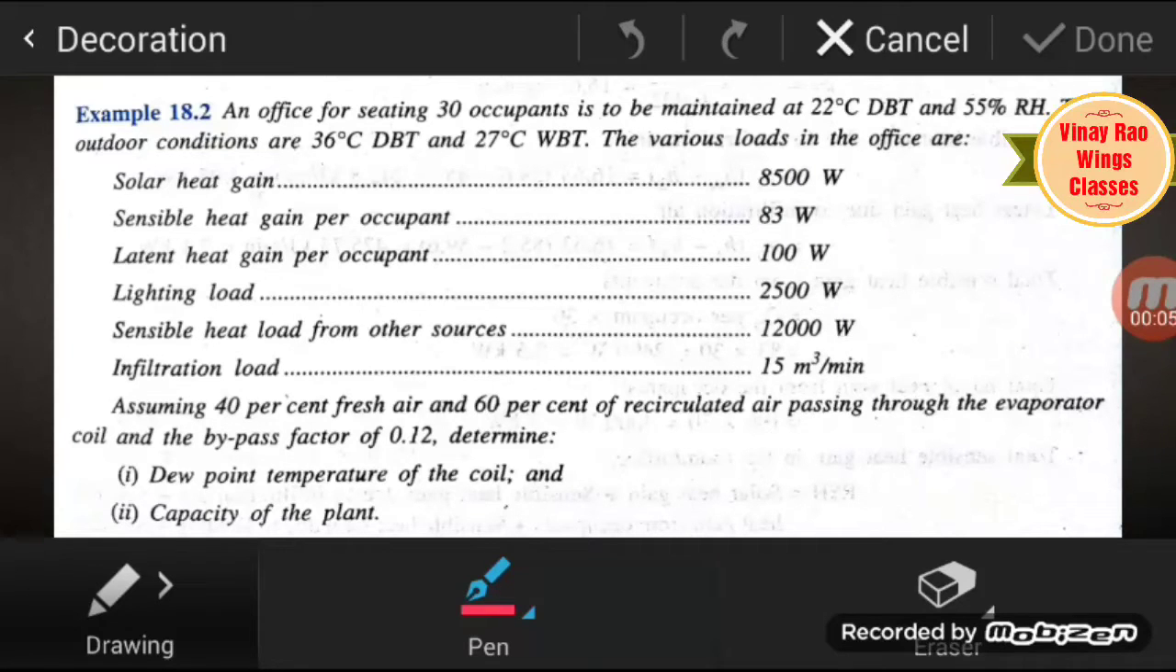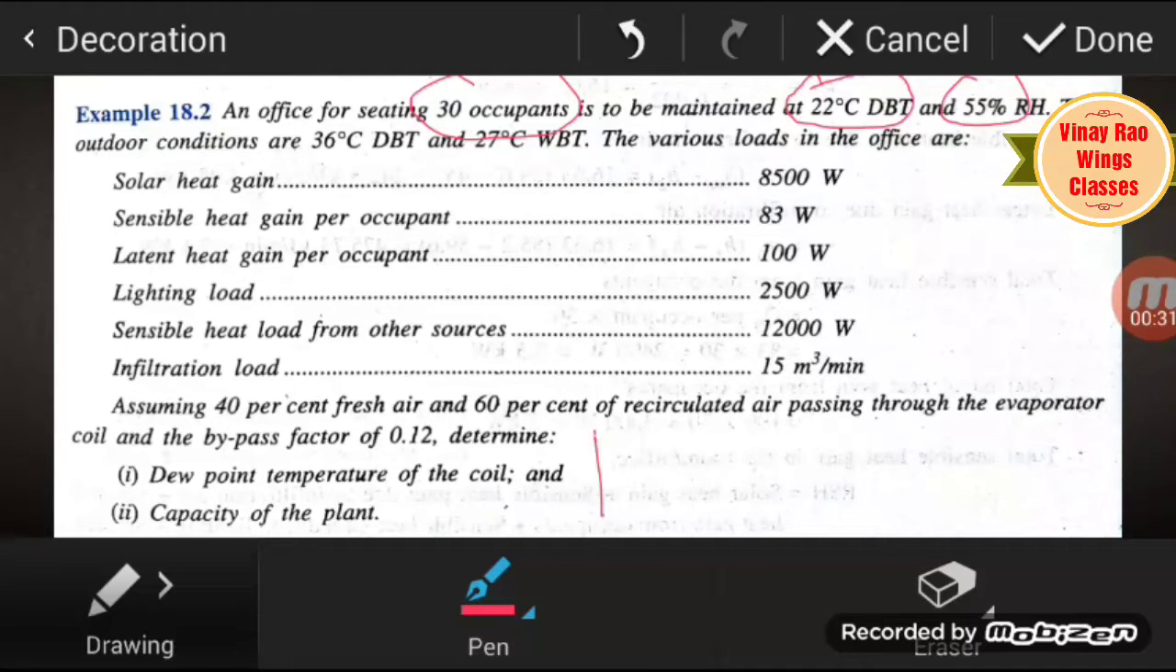This is video number 3 on load calculation of air conditioning systems. The subject is refrigeration and air conditioning. In this question, an office with seating for 30 occupants is to be maintained at 22 degrees Celsius dry bulb temperature and 55% RH.